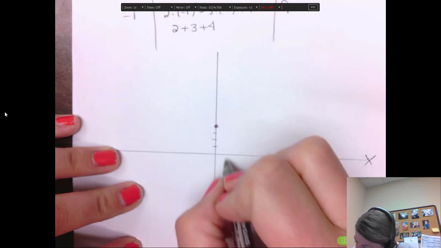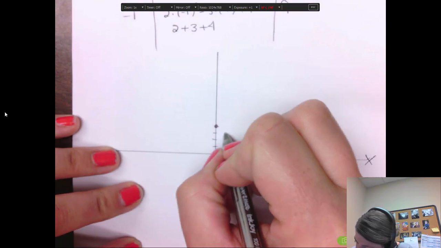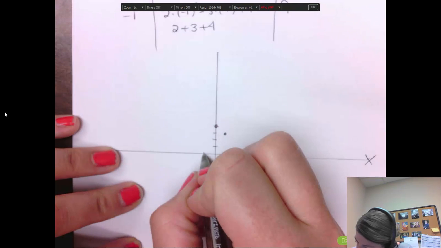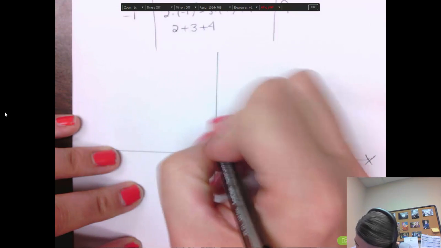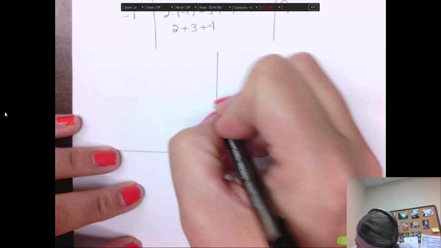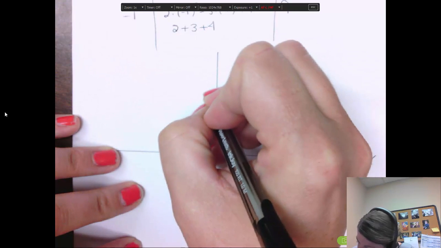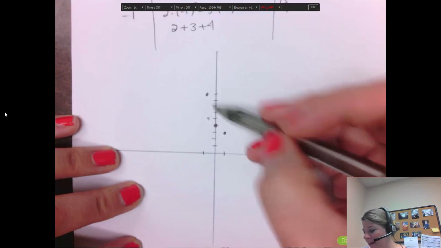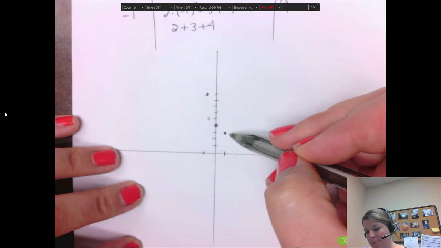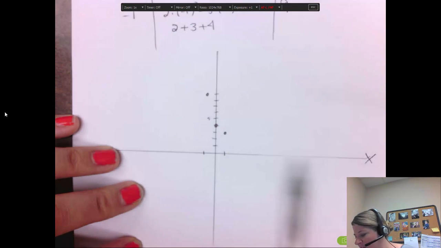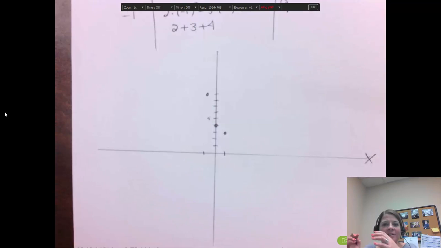So our first point we found at 0, 4, and then we found 1, 3. And then we found negative 1 is at 9. 4, there's 5, 6, 7, 8, 9. So here we can kind of see the start of our U shape, right? But we need more information here. The reason why I wanted to stop and draw it at 3 points is we have to see where we're at. We can only see part of the U, so I've got to find the other part.